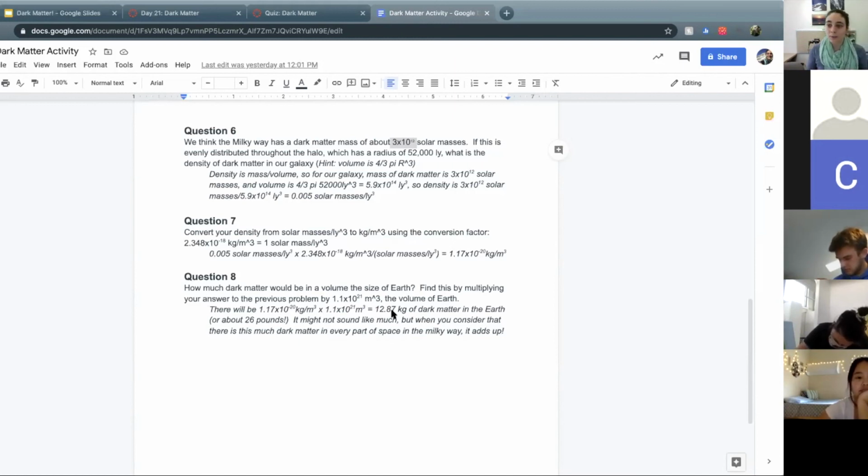So there's quite a bit of empty space in our galaxy that does seem to have the same amount of 26 pounds of dark matter. So just a kind of fun little thing to consider how much dark matter is in Earth right now. You could use your own volume and figure out how much is passing through you as well, if you wanted to.